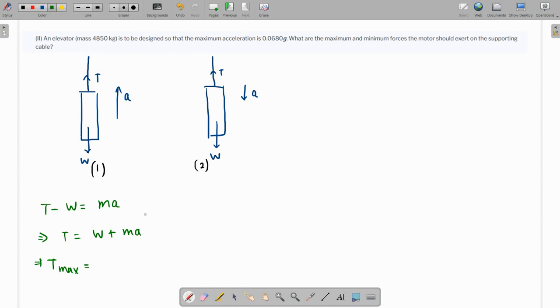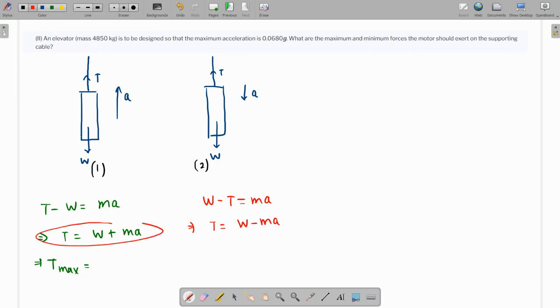why are we taking this as a maximum? Let me write the equation for the second case as well. It will make more sense. In this case, W minus T is going to be equal to MA because the acceleration is pointing downwards. So if you rewrite T, then T is going to be W minus MA.